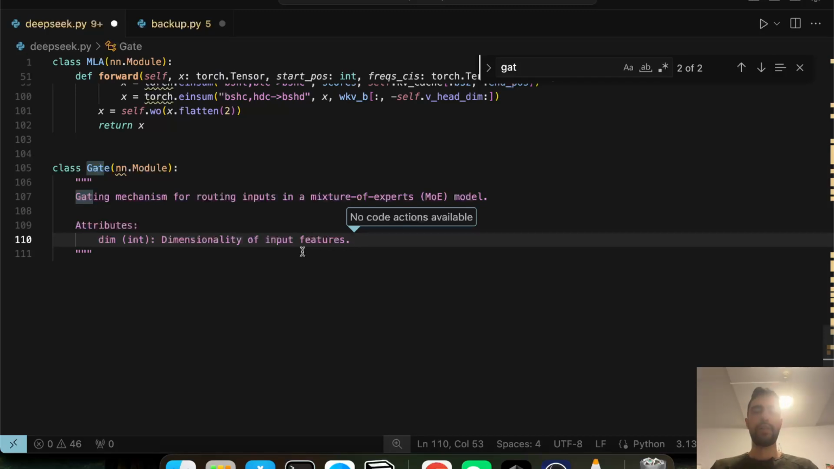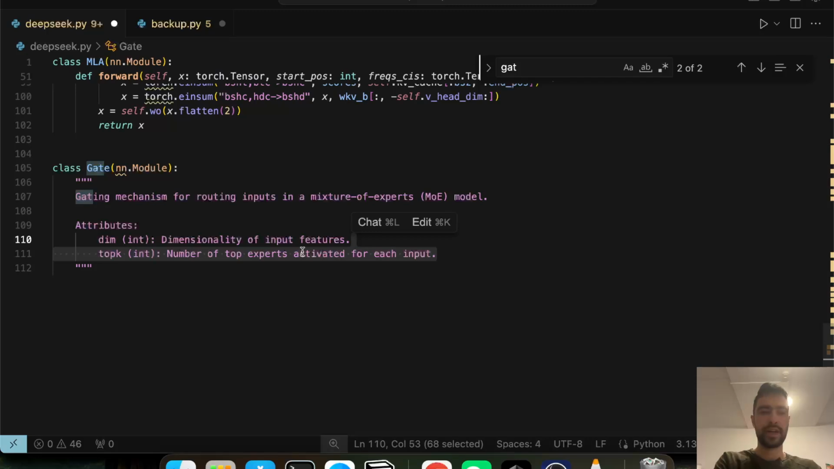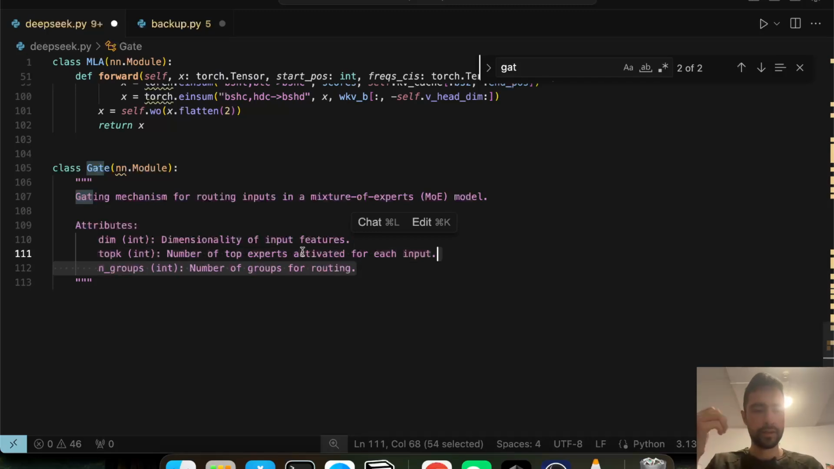Dimension, input dimension, this could be batch size times sequence length times length of the vector, the embedding vector. And then top K, number of experts we are selecting, and groups. So if we have like 64 experts or 128 experts, then it will be a bit too much to select from all of them at once.